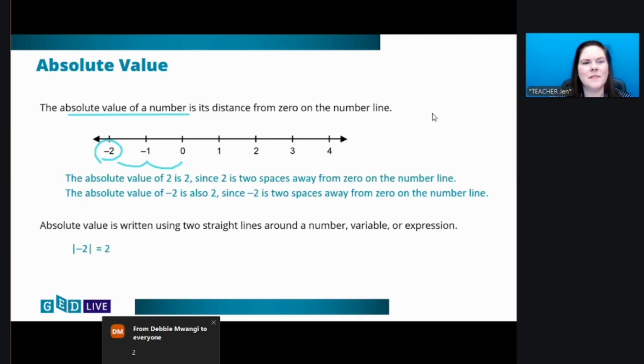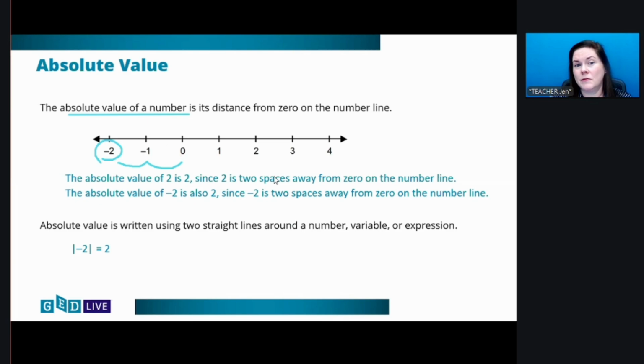Yes, exactly. It's going to be 2. So notice that after the equal sign, we always have a positive number because we're counting steps. Steps are countable. So it's positive. The number of steps from 2 over to 0 is 2. The number of steps from -2 over to 0 is also 2.